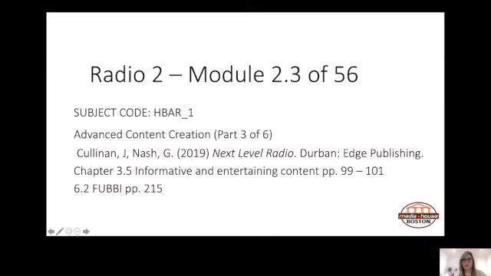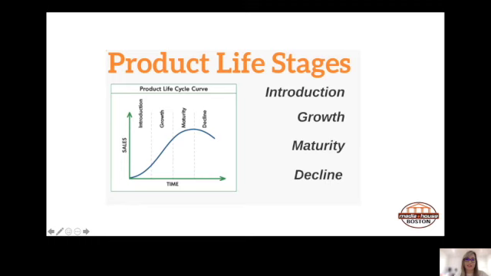So this is lecture 15 that we're busy with now, and it's part 3 of 6 of our advanced content creation. What we'll be doing today is continuing where we left off in the previous two lessons, and we'll look at the next phase today. We're including something new called FUBI, which we'll also be looking at. So we're looking at pages 99 to 101 in Next Level Radio, and then page 215 also in Next Level Radio. So, product life stages.